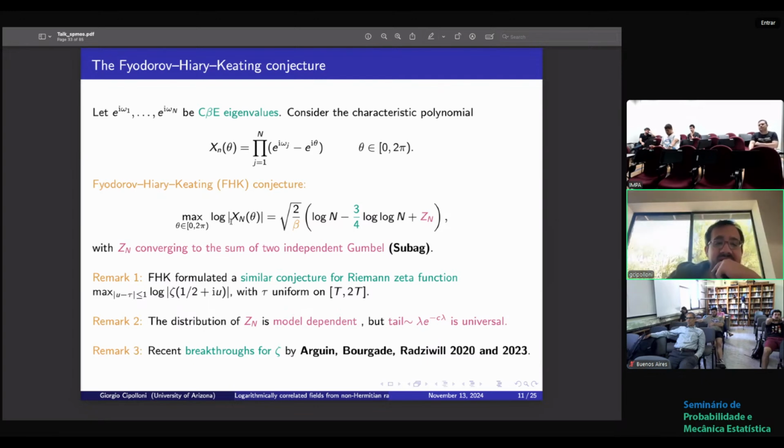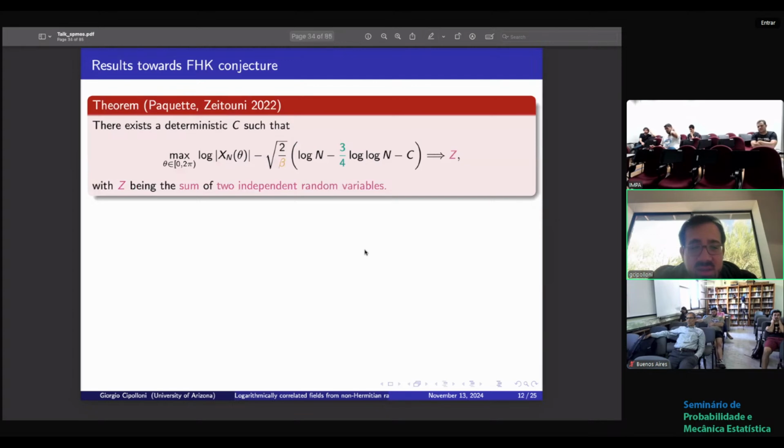So let me now instead show you what is known for unitary matrices. In fact, quite a lot is understood for unitary matrices in the one-dimensional case. One can show that if you look at the maximum of the log of the characteristic polynomial, after we properly center, I shift by C just to have a centered random variable Z.